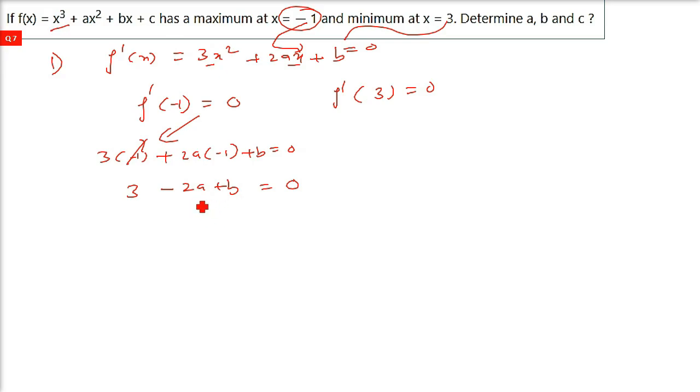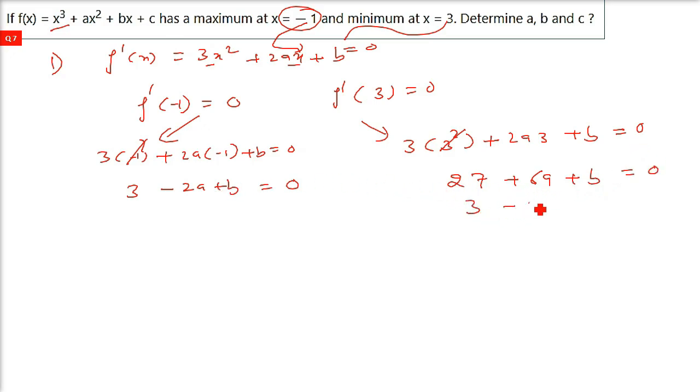The second equation will be by placing 3 in the differentiated equation: 3 into 3 square plus 2a into 3 plus b, and this is equal to 0. This is 3 nines, 27, plus 6a plus b. So we have two separate equations, and you see we have 3 variables but only 2 equations. There is no way we can find the third equation, or come up with the third equation.